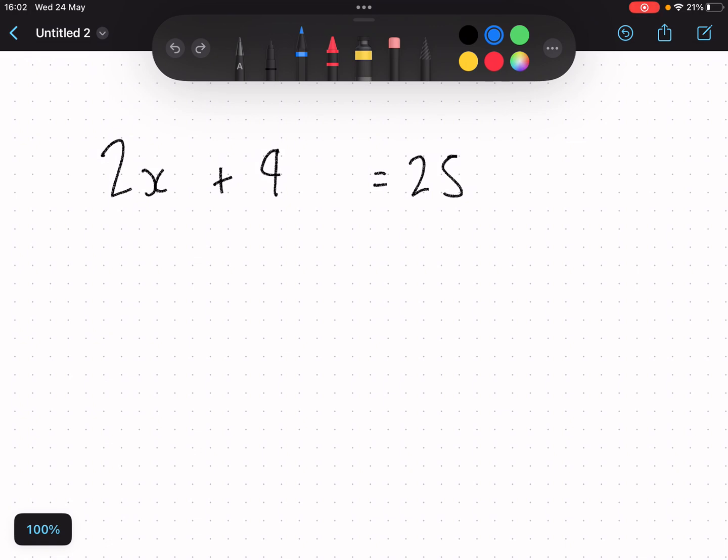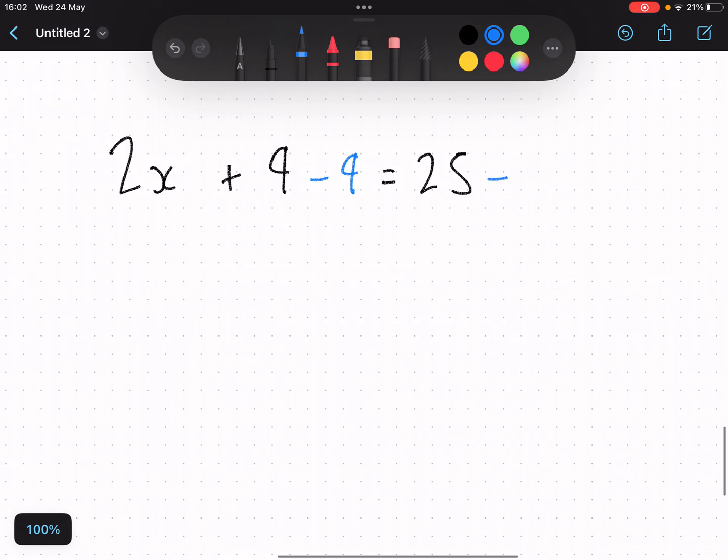So to get rid of that plus 9, I'm going to take 9 away. If I take 9 away from the left-hand side, I need to do the same thing to the right-hand side. On the left-hand side then, I have plus 9, take away 9, which is 0. So I've just got 2x left on the left-hand side. And on the right-hand side, 25, take away 9 is 16. So x multiplied by 2 is equal to 16.